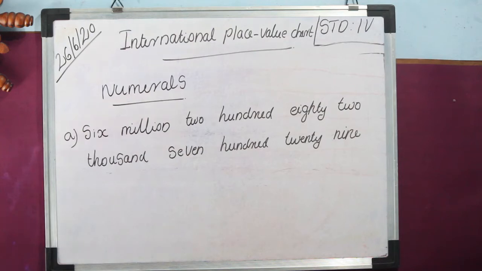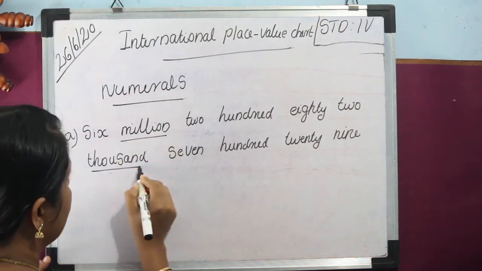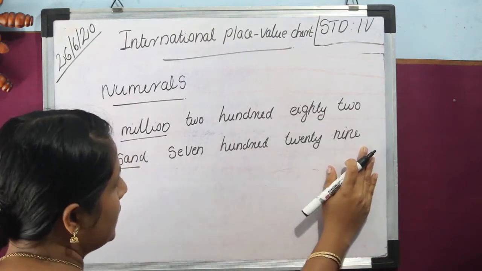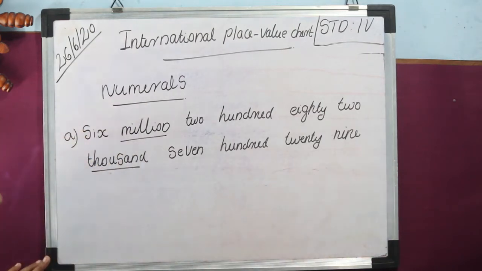Based on the international place value chart, the periods are million and thousand, and there is no need to write ones because 729 ones are 729. So in this question, the periods are million and thousand, and we write only the numbers.